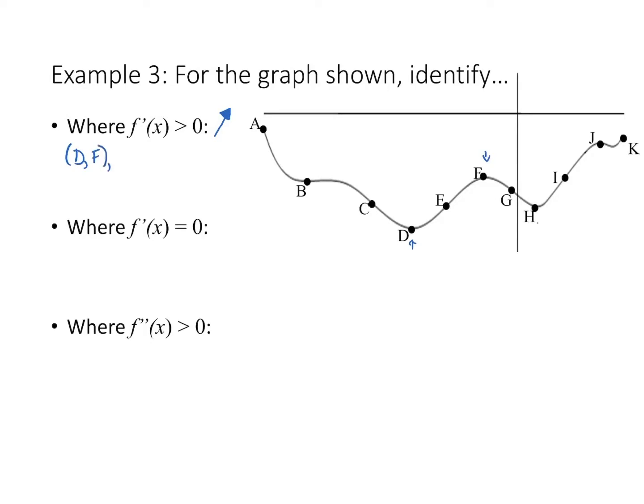And then we go down again. H to J is increasing. And then we're going to put this minimum in again. L to K is going to be increasing as well.